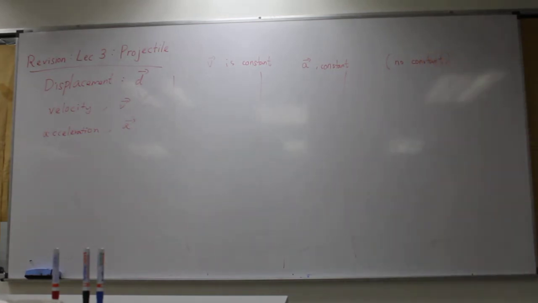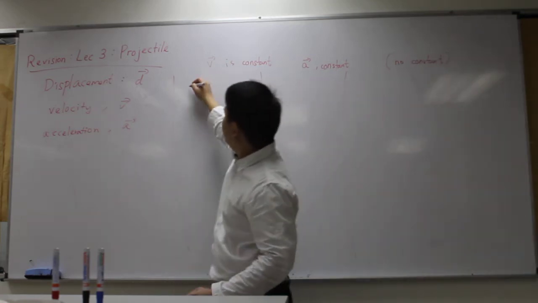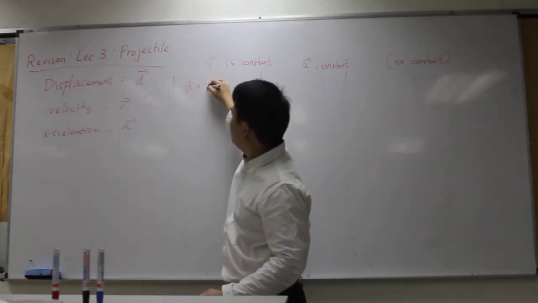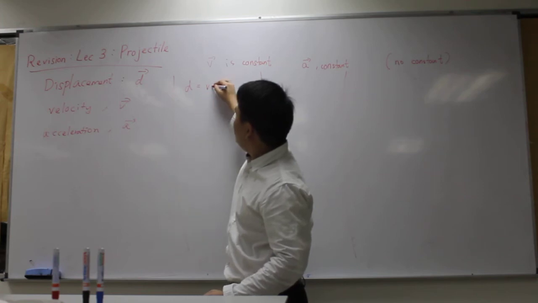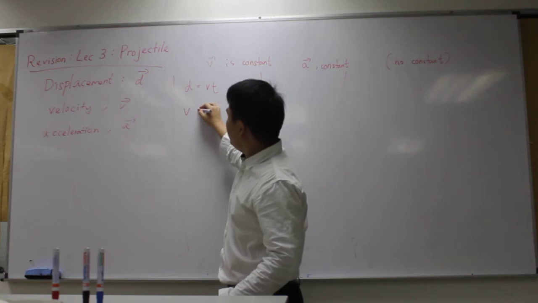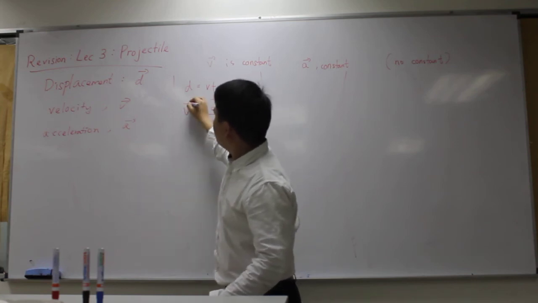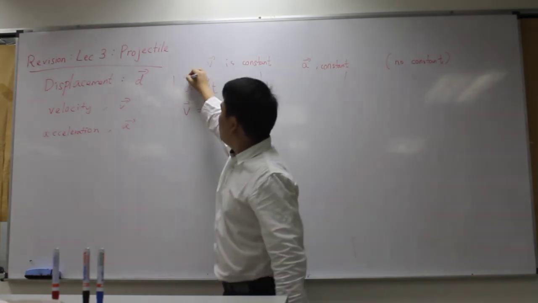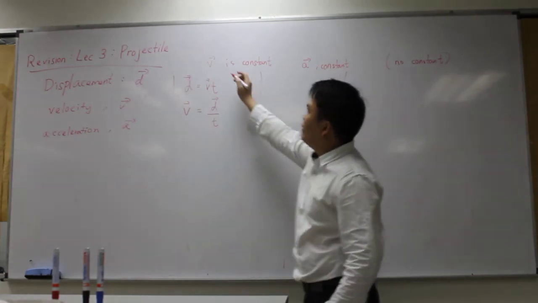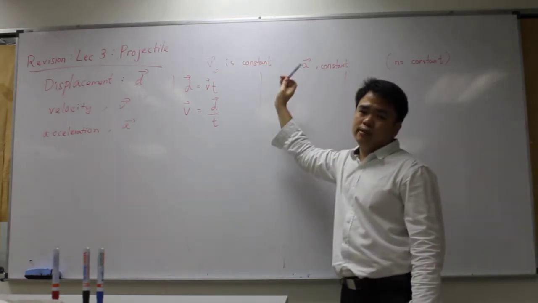So basically, especially in SPM, you have studied, if let's say v is constant, then we can use the only formula, which is displacement equal to velocity times time. On the other hand, I can also say velocity is displacement divided by time. Okay, so this one is only for certain cases when v is constant.